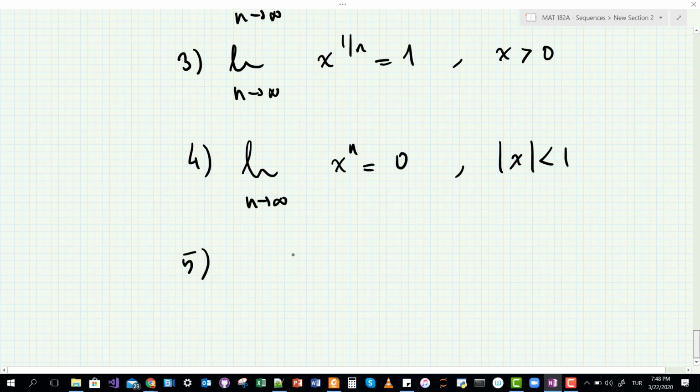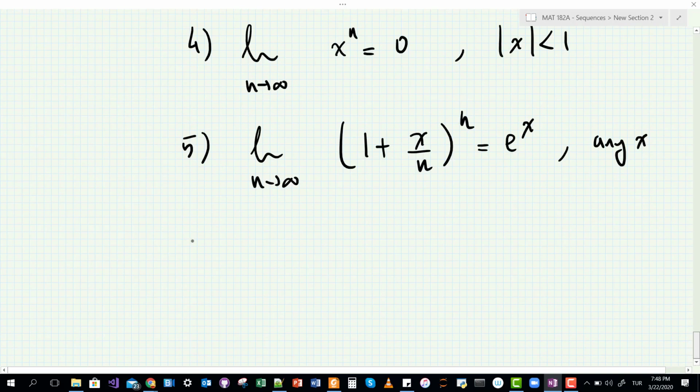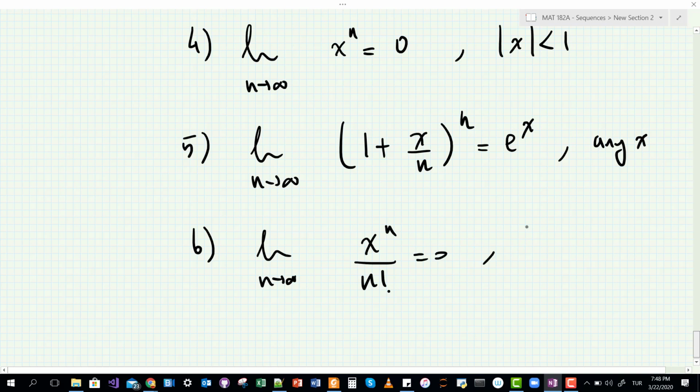The fifth one, a little bit interesting, is 1 plus x over n, to the n, which is equal to e to the x. And this rule applies for any x. And the sixth rule is about this one, x to the n over n factorial, which is 0. And again, we can use this rule for any x.